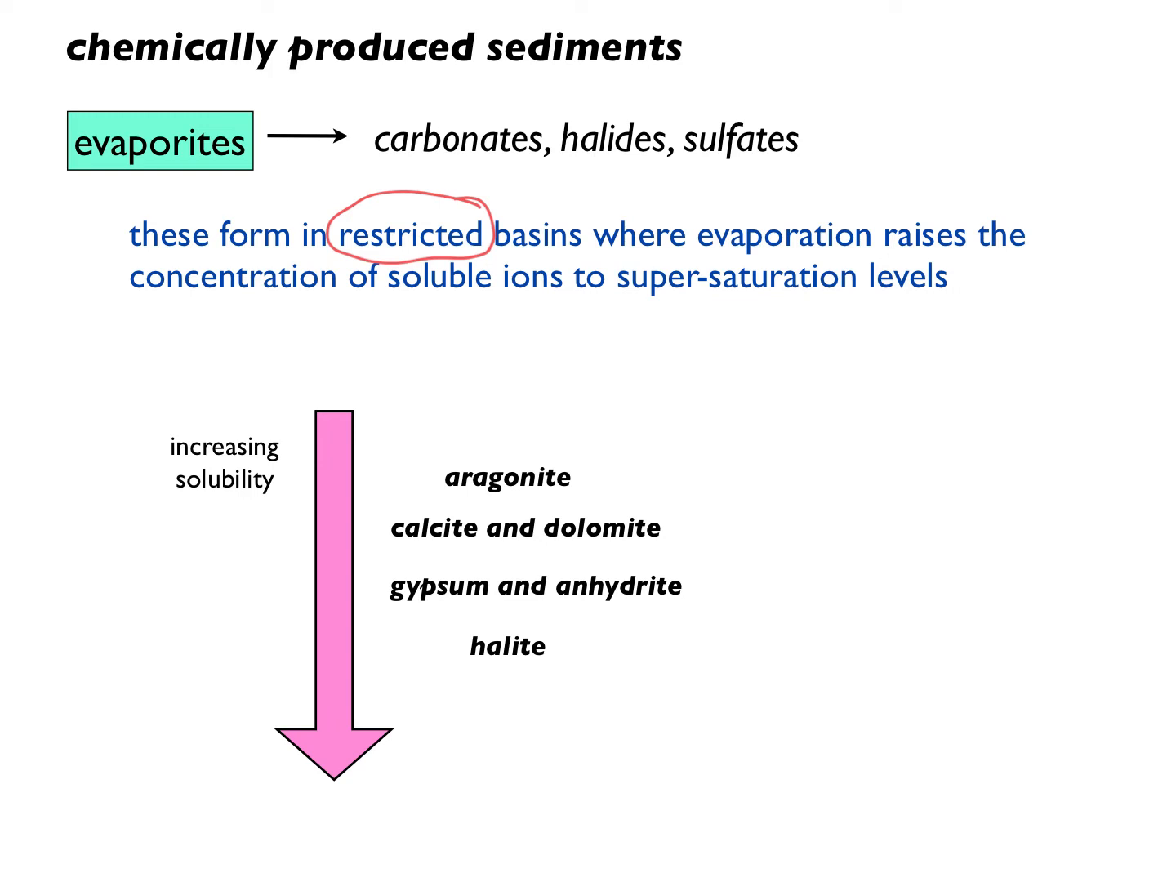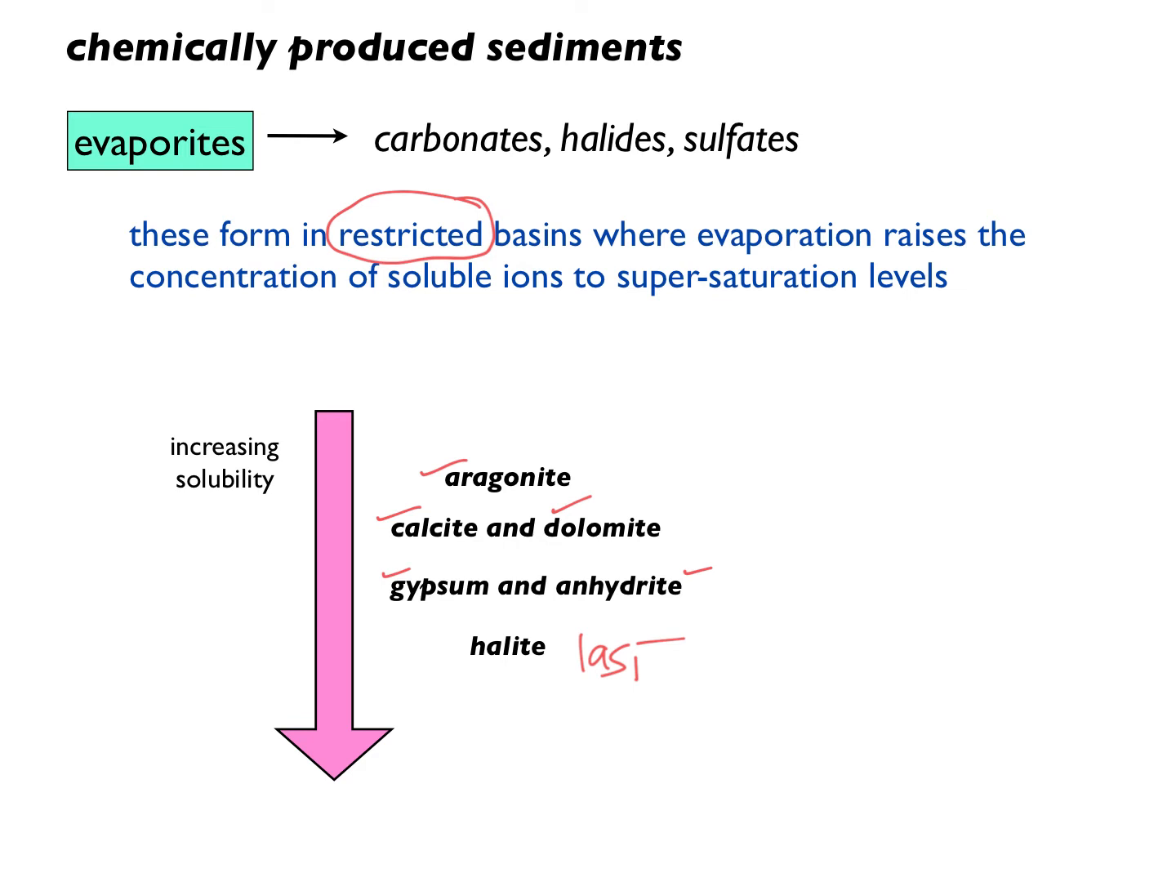Typically, evaporite minerals form in a sequence. The early evaporite minerals tend to be carbonates, like aragonite, calcite, and dolomite. Only when you get to more hyper-arid environments might you start to precipitate the sulfates, gypsum and anhydrite. Last to precipitate, under the most supersaturated conditions, are the halides, such as halite.